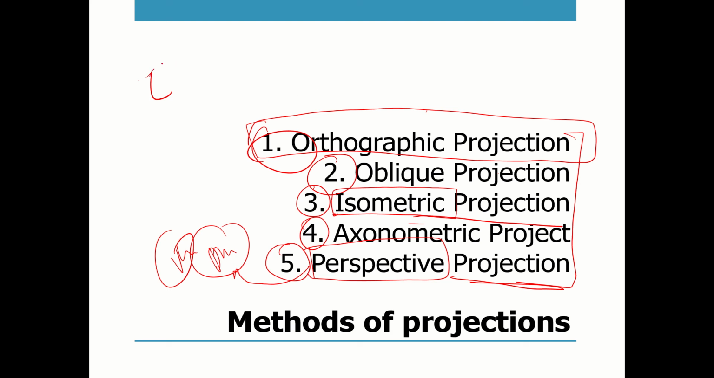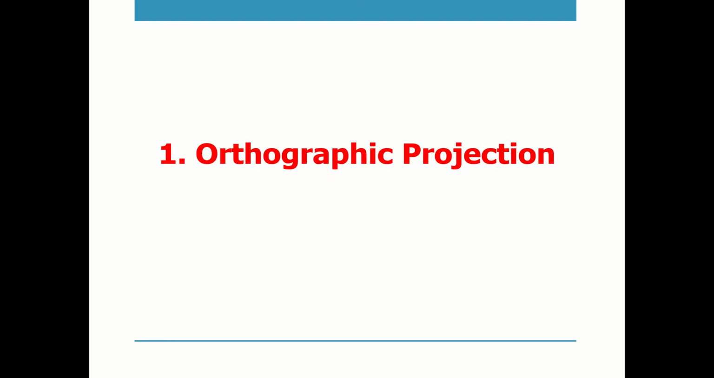Projections are where we try to convert primarily 3-dimensional objects into 2D drawings. It can be vice versa also: we have 2D drawings and we want to convert them into 3D. Both ways are possible. All right, so should we proceed? Yes, sir. Right. Okay, fine. So let's go with orthographic projection.